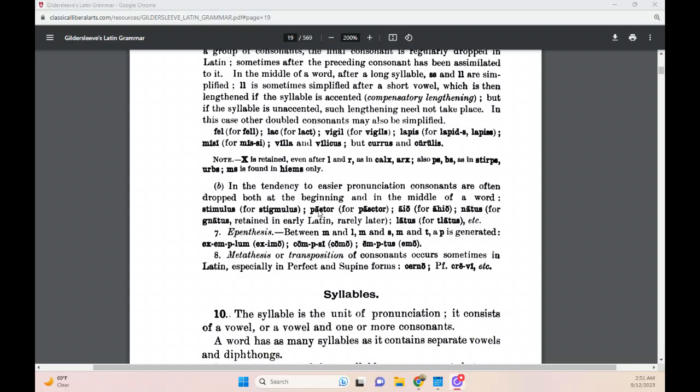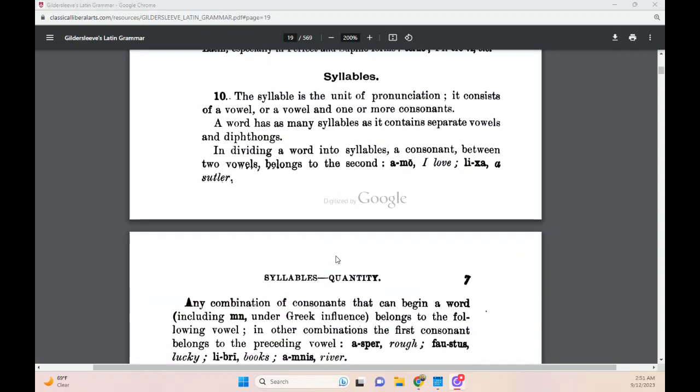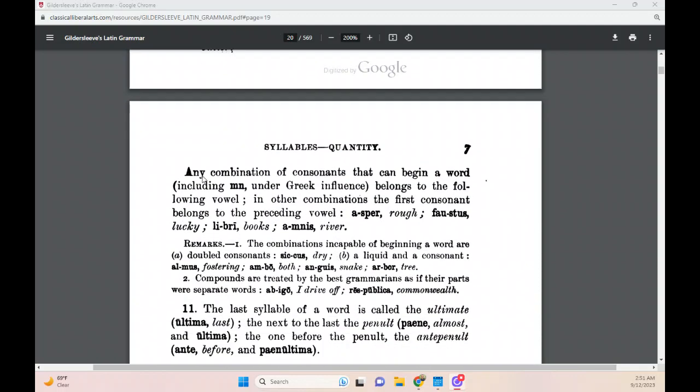And this is very common. We'll see lots of examples. And hopefully we will also avoid seeing some bad examples where they've got them divided wrongly. So we'll take a look at that later. But in the next rule we read, any combination of consonants that can begin a word, and it's not just two, it could be more than two, could be three, could even be four.